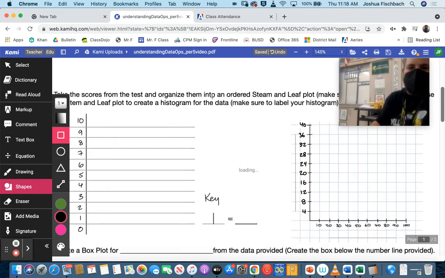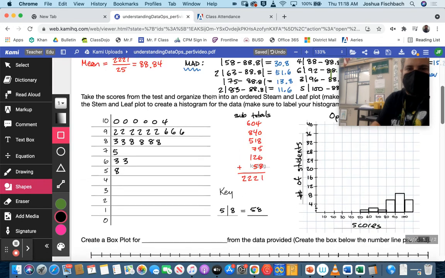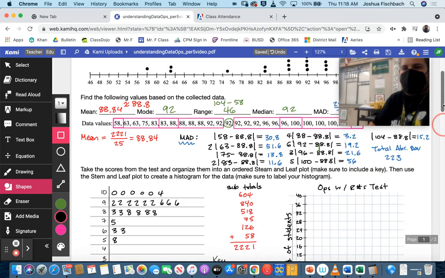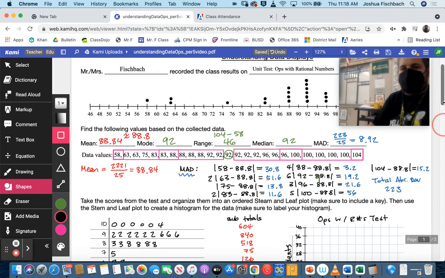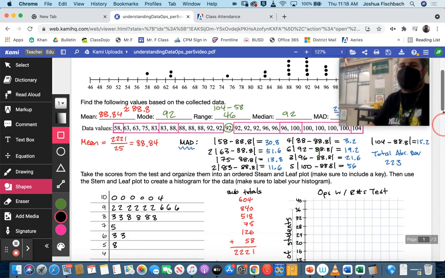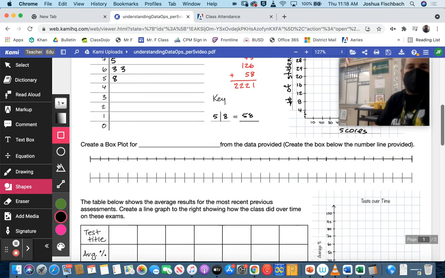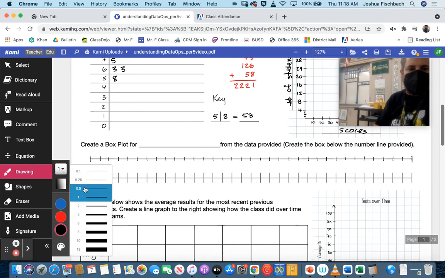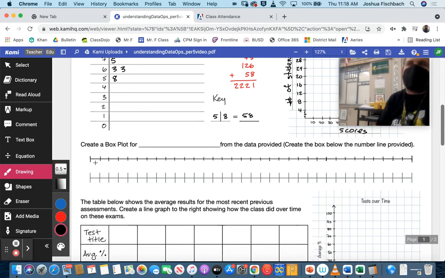Okay, now I'm going to zoom out a little bit and talk about your box plot. The nice thing about the box plot is we already have the data worked out here at the top in pink. So all we have to do now is make the number line. The number line should go from 58 to 104. So I'm going to make it easy for myself, and I'm going to start counting with 58. Actually, you know what? Let's give it a little room on the left-hand side.